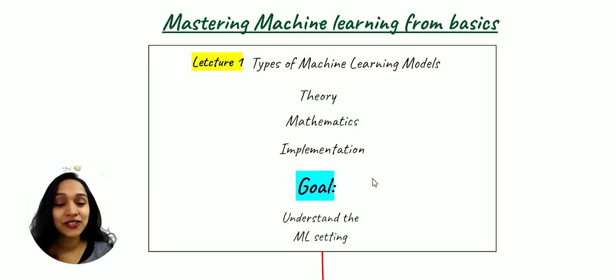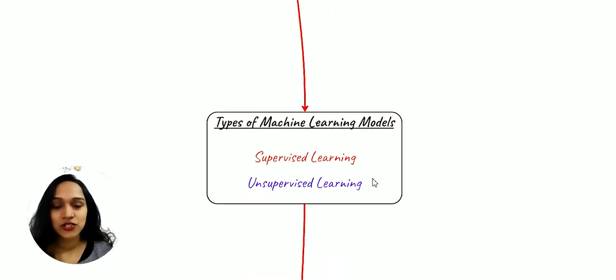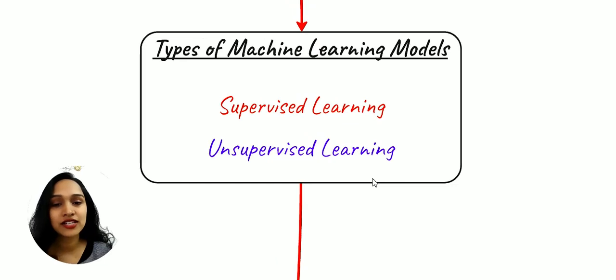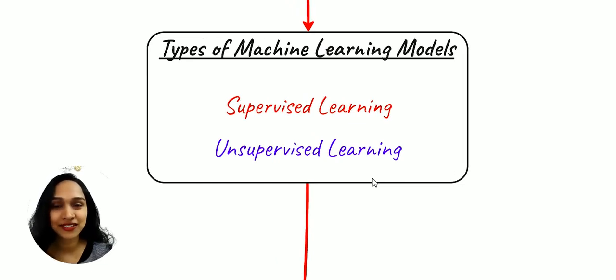The goal of this lecture is to understand the different types of machine learning settings. So let us get started. We will discuss the two main types of machine learning models, which are supervised machine learning models and unsupervised machine learning models.